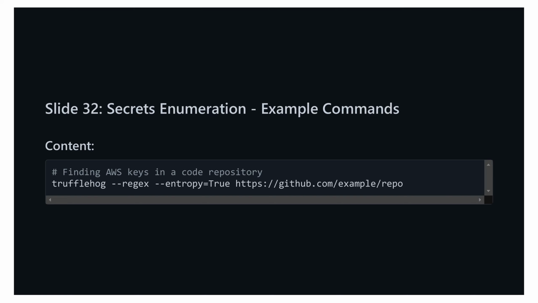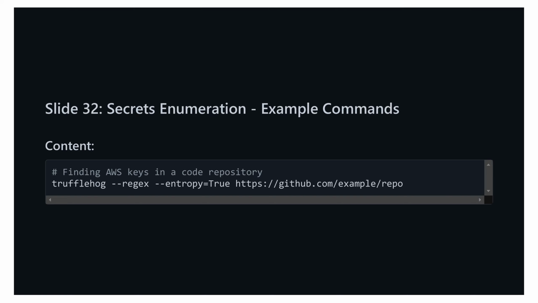Trufflehog is a very effective tool when it comes to identifying high-entropy strings that are likely to be sensitive information such as AWS keys, passwords, and other API keys. By running this command, you can scan the specified GitHub repository for these secrets. The --regex flag enables regex-based searching, and --entropy=true allows the detection algorithm to look for strings that exhibit high entropy, which is a common characteristic of keys and tokens.